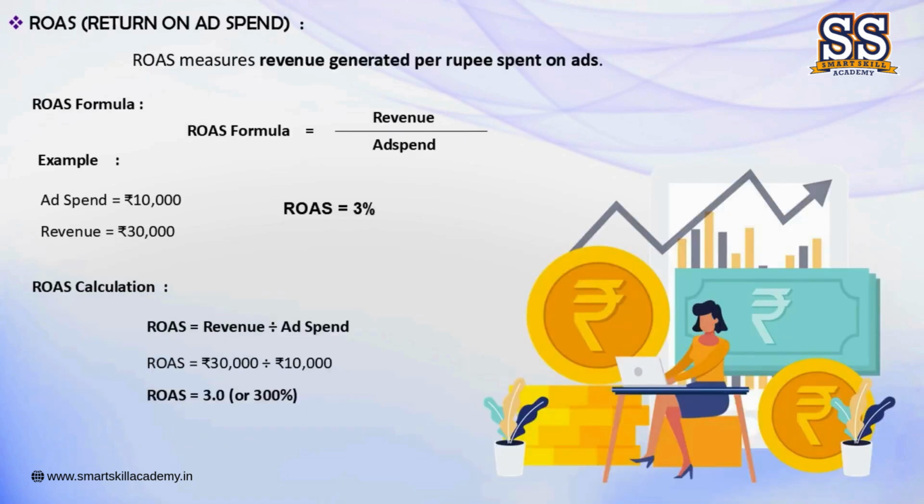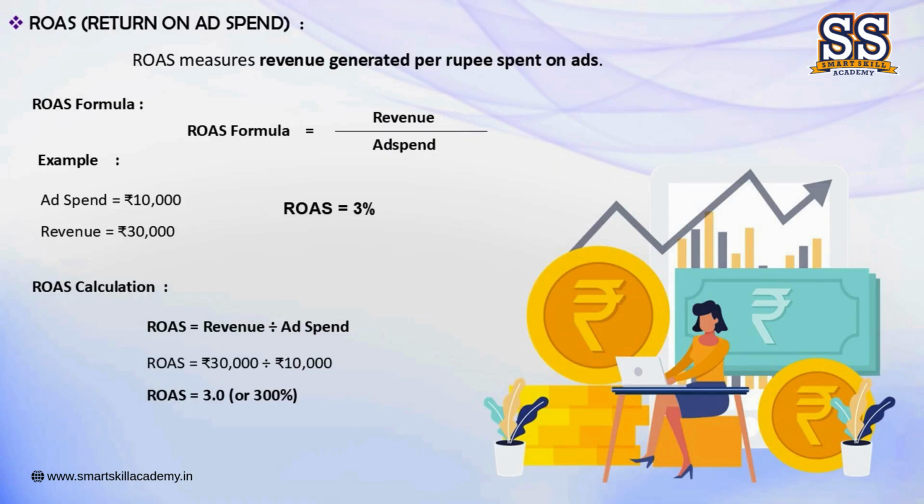Welcome back, everyone. Today we are diving into one of the most critical metrics in the digital marketing world, ROAS, which stands for return on ad spend. Essentially, ROAS is the compass that tells you if your advertising budget is actually working for you by measuring the gross revenue generated for every single rupee you spend on ads.